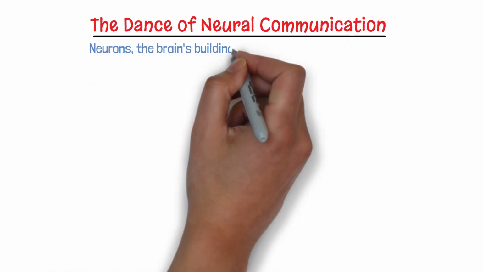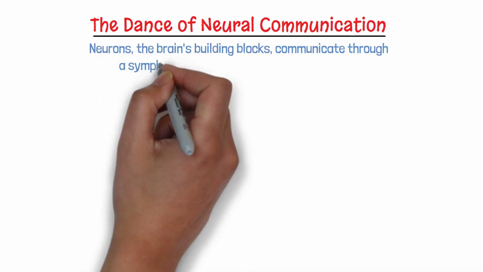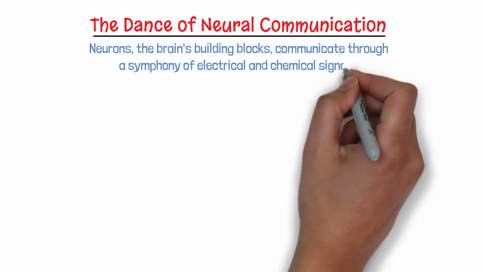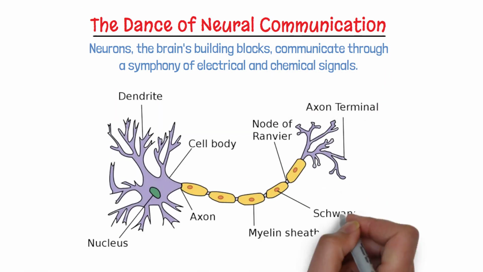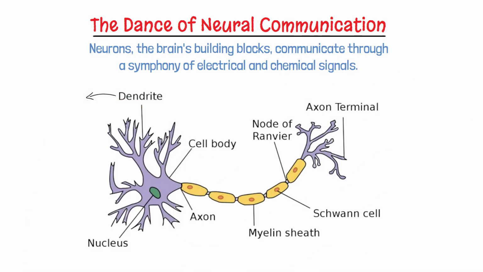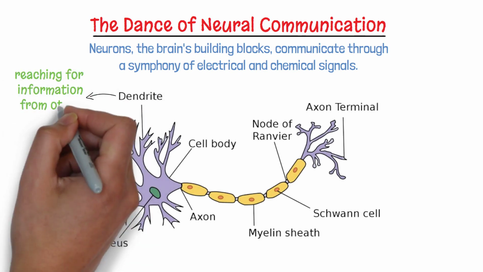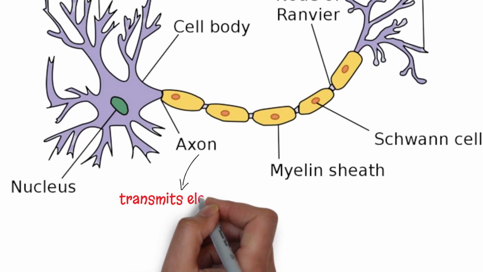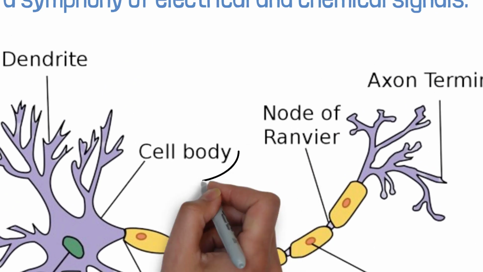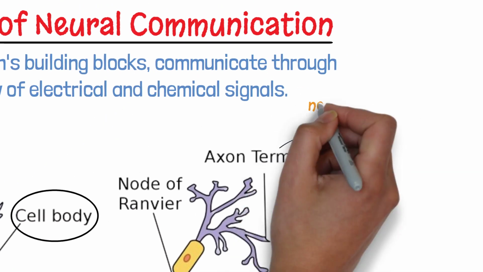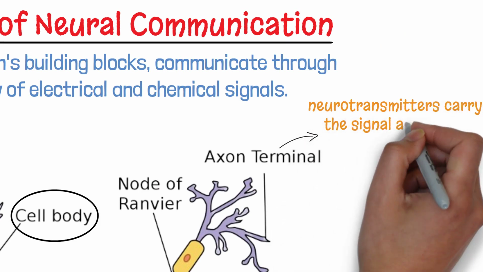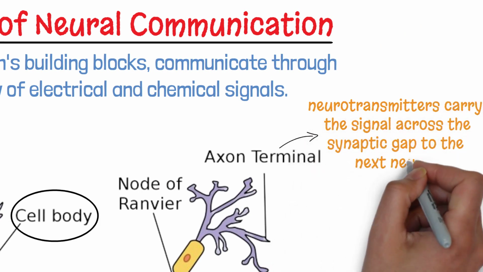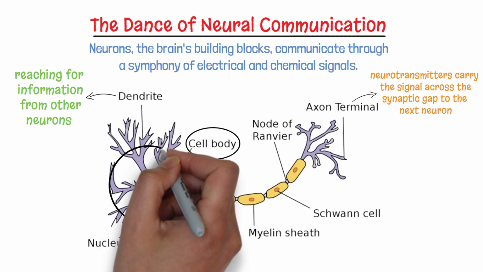Neurons, the brain's building blocks, communicate through a symphony of electrical and chemical signals. Picture a neuron as a miniature tree. Dendrites branch out, reaching for information from other neurons, while the axon, like the tree's trunk, transmits electrical impulses away from the cell body. At the axon's end, neurotransmitters carry the signal across the synaptic gap to the next neuron, perpetuating the chain of communication.